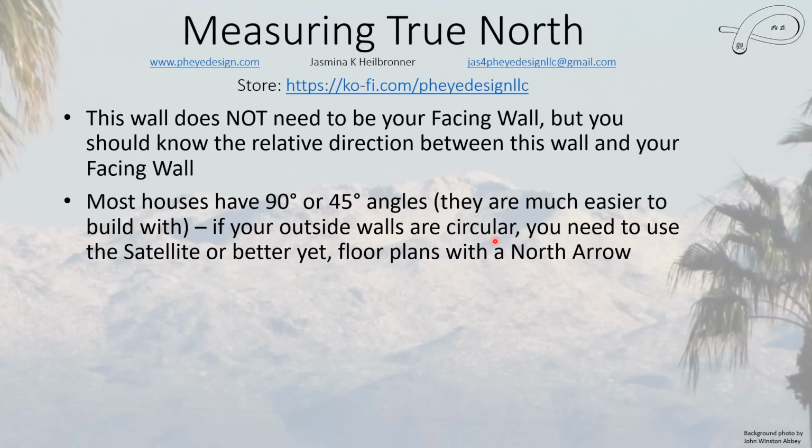But if your outside walls are circular or curved or something weird, then use a satellite view or a floor plan with a north arrow. That's even better. Sometimes you have it, sometimes you don't, but the satellite is something that you can use. You have to understand where you're facing in general. By looking at the satellite, you determine your facing direction with respect to the house. But I think this is not that difficult to understand.